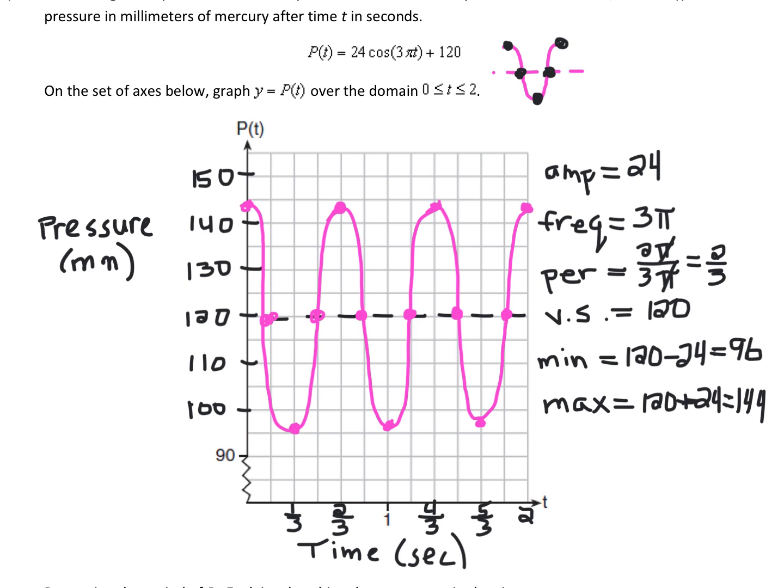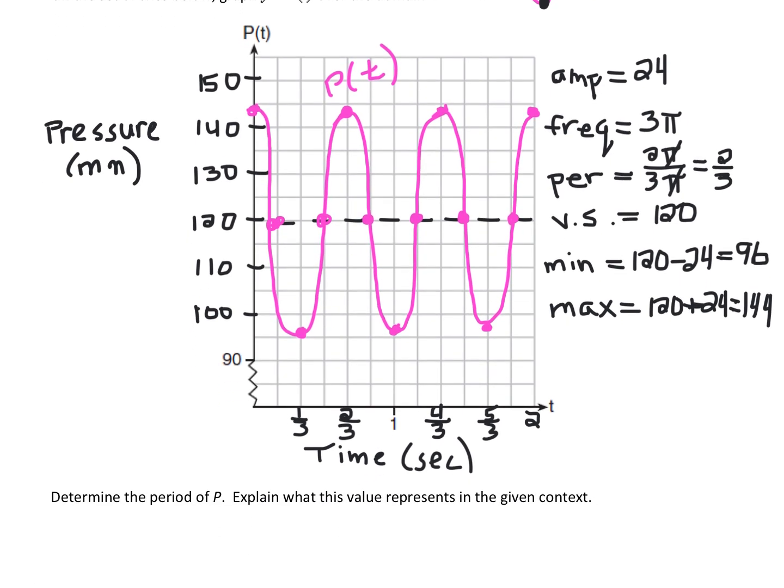And I'm just going to label the graph. You could write the whole entire equation. I'm just going to write P of t. If you want to write the whole thing, you can. That's up to you, but I'm fine with just P of t. All right, so let's see what we have done here.